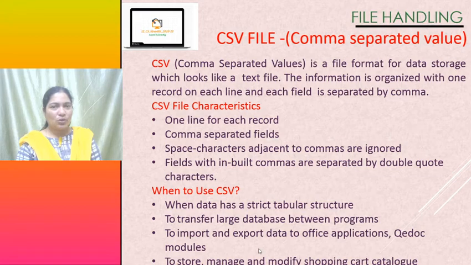CSV full form is comma separated value. What is a CSV file? CSV is a comma separated value file. It is a file format for data storage which looks like a text file. The information is organized with one record on each line and each field is separated by comma.